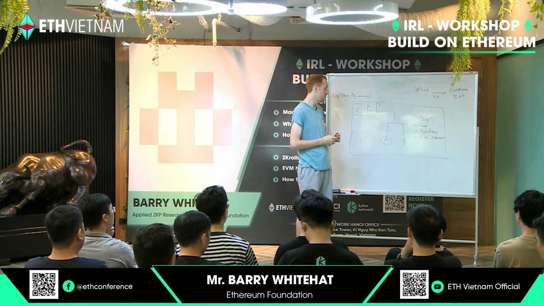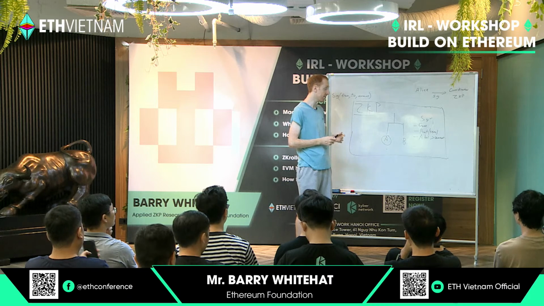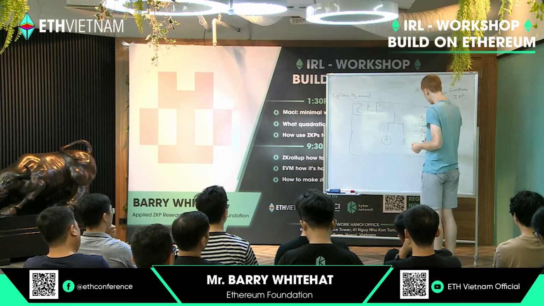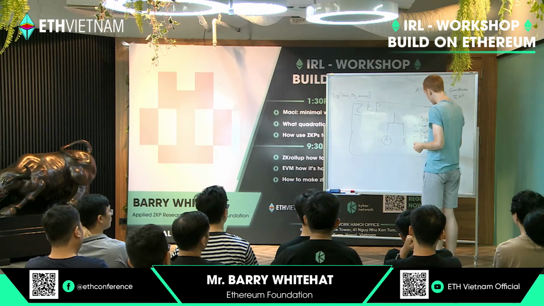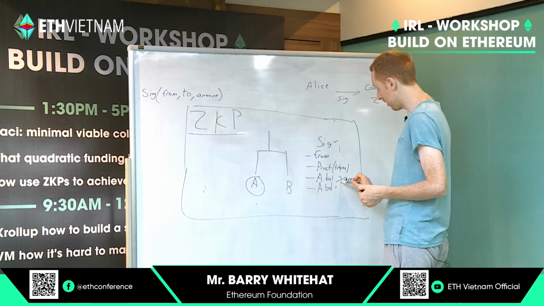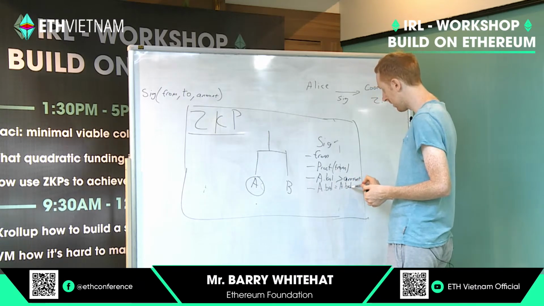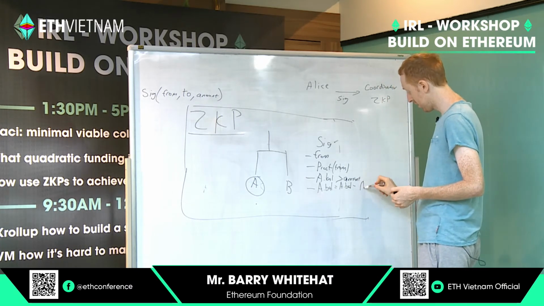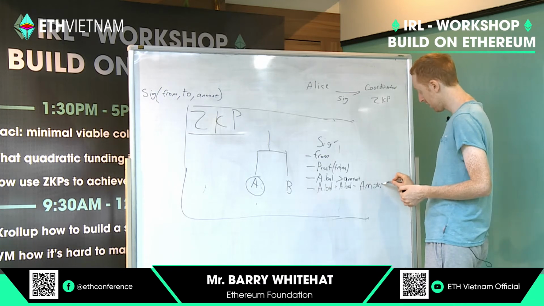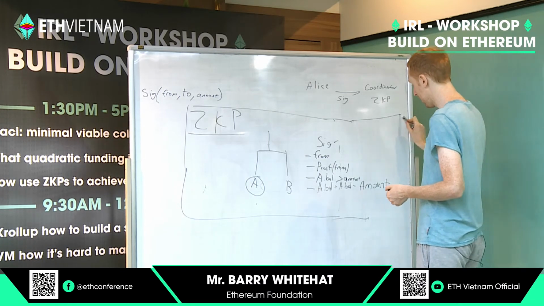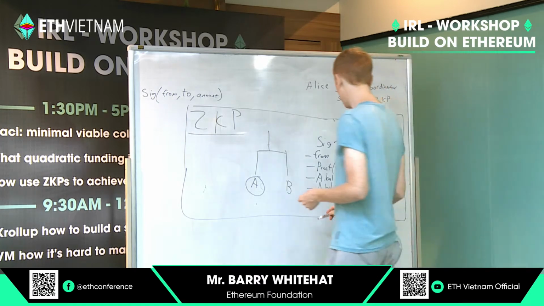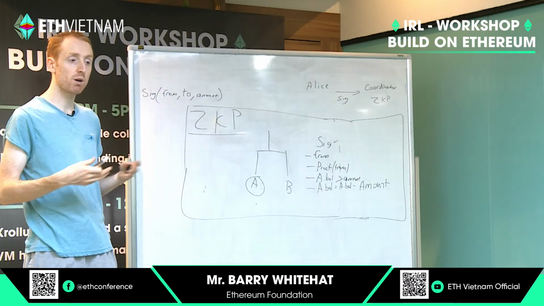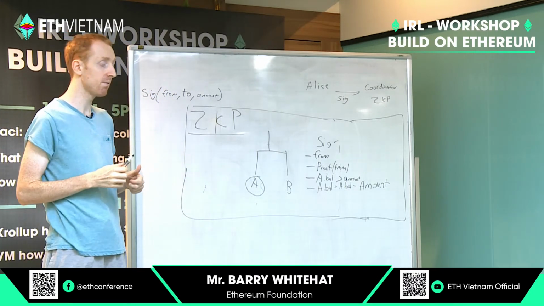Right, so we need to check the balance is correct, and if the balance is correct, then we need to reduce Alice's balance. So Alice's new balance has to equal the old balance minus the amount. So we've successfully processed about half of the transaction. We've taken Alice's leaf, and we've subtracted away the money that she wants to send.